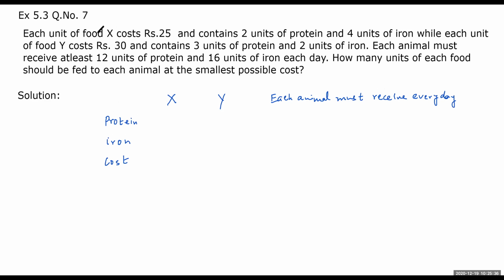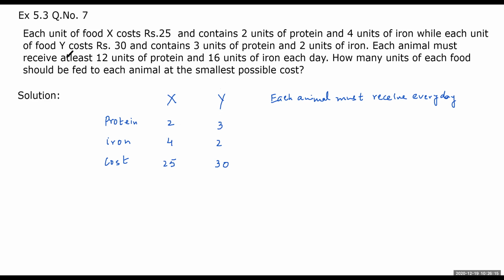Now, let's see. Each unit of food X costs rupees 25. So cost for unit food X is 25 per unit and contains 2 units of protein and 4 units of iron. While each unit of food Y costs rupees 30. Cost of Y per unit is rupees 30 and contains 3 units of protein and 2 units of iron.